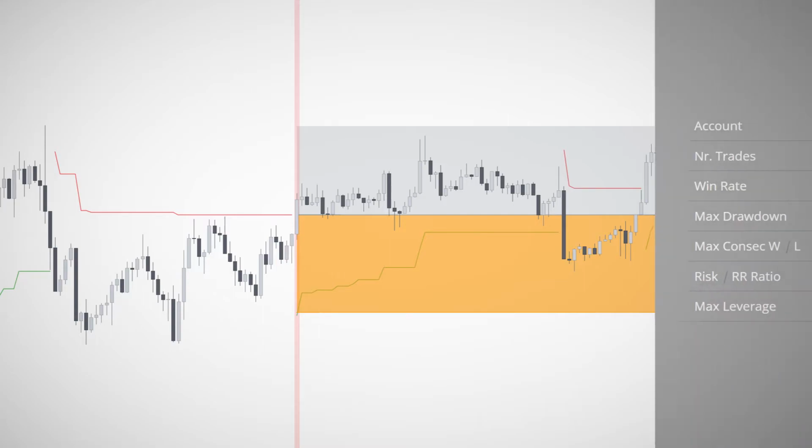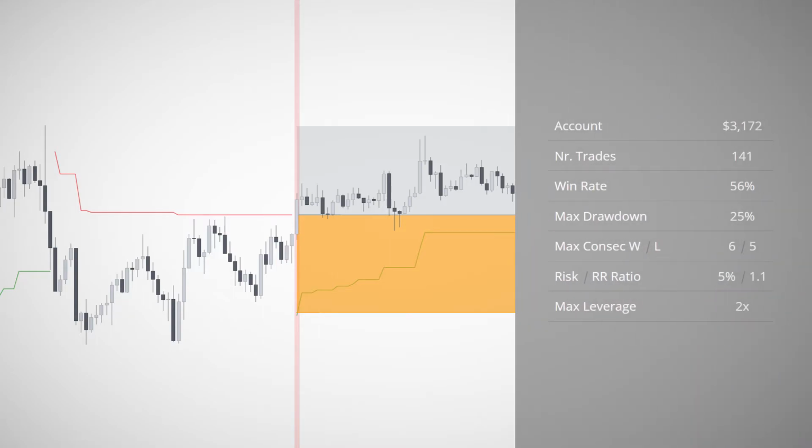That's it, it's time for the results already. By risking 5% of the account per trade, this trading technique would make a 3x return after 141 trades. That's all great, the only thing I don't like about this is the win rate. For a 1-to-1 risk-reward ratio, I would like to see the win rate go above 60%.